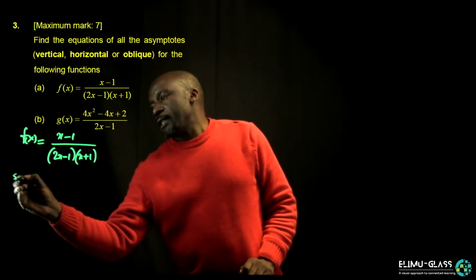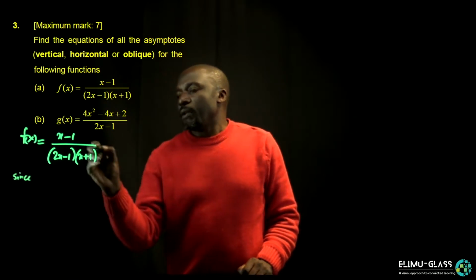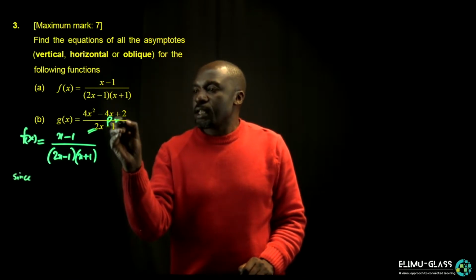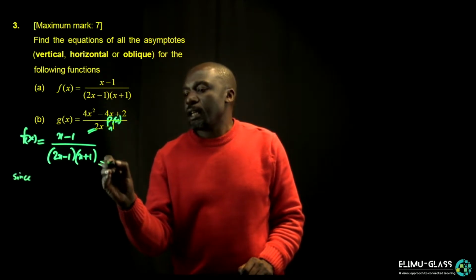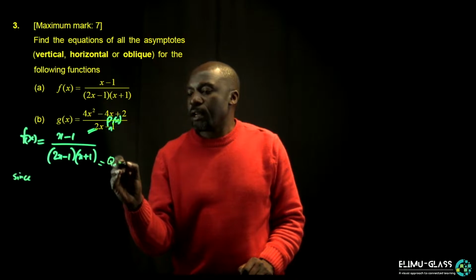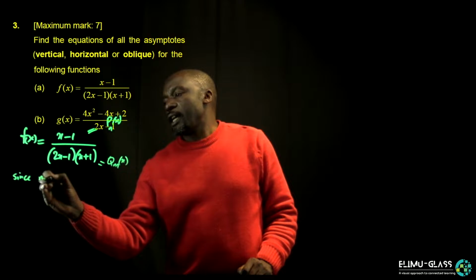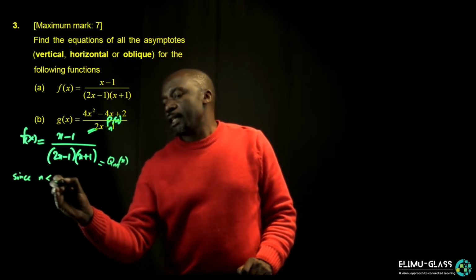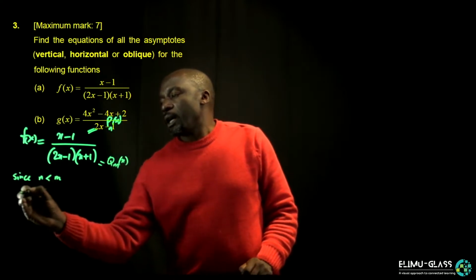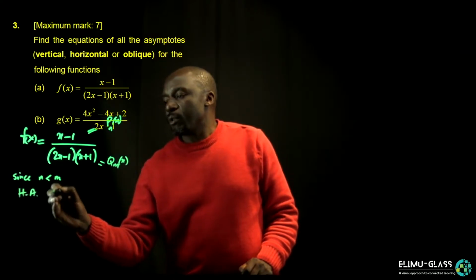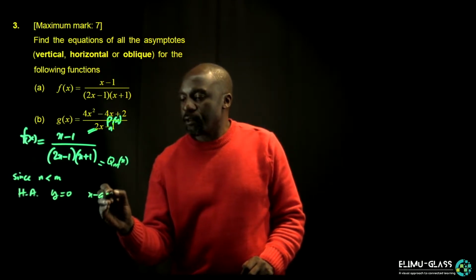So if we refer to this as Pn of x, and this here as Qm of x, then we can see that the order n is less than the order m, and therefore the horizontal asymptote has to be the line y equals 0. If you like, you can say the x-axis.